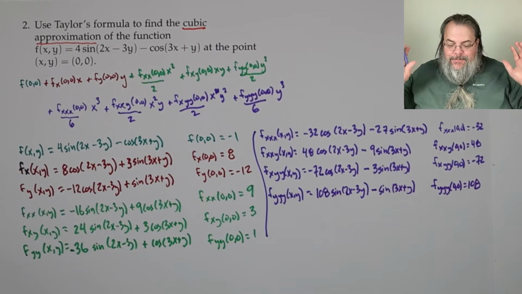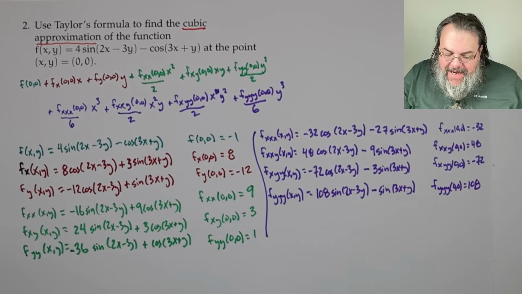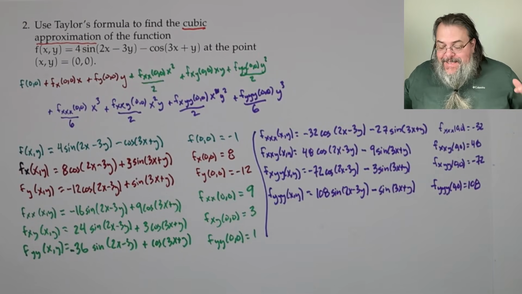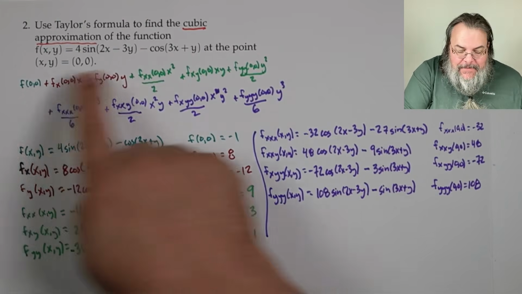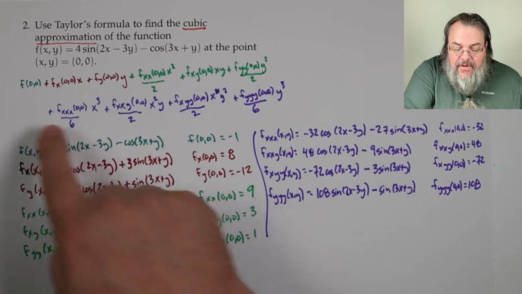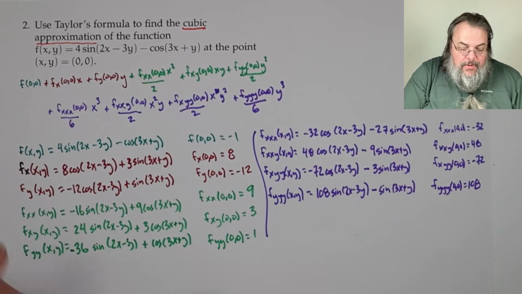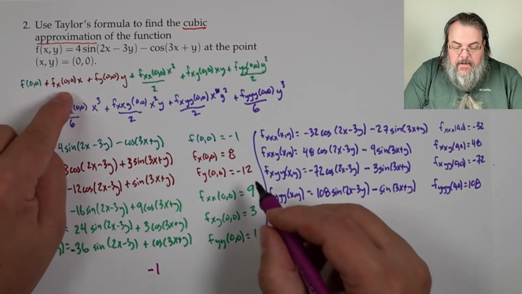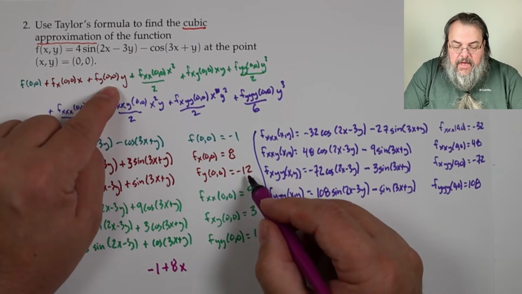Okay, now, we're not done yet, but we made it through the bulk of it. The last thing for us to do is to put it all together. Because we have the pieces, this is a generic form, and now we have the coefficients. So we start putting it in: -1 plus 8x minus 12y.